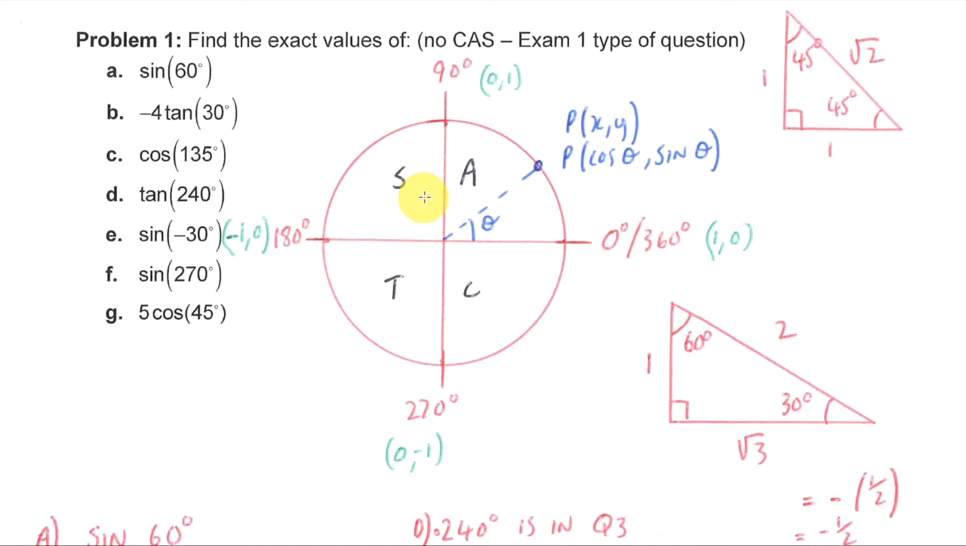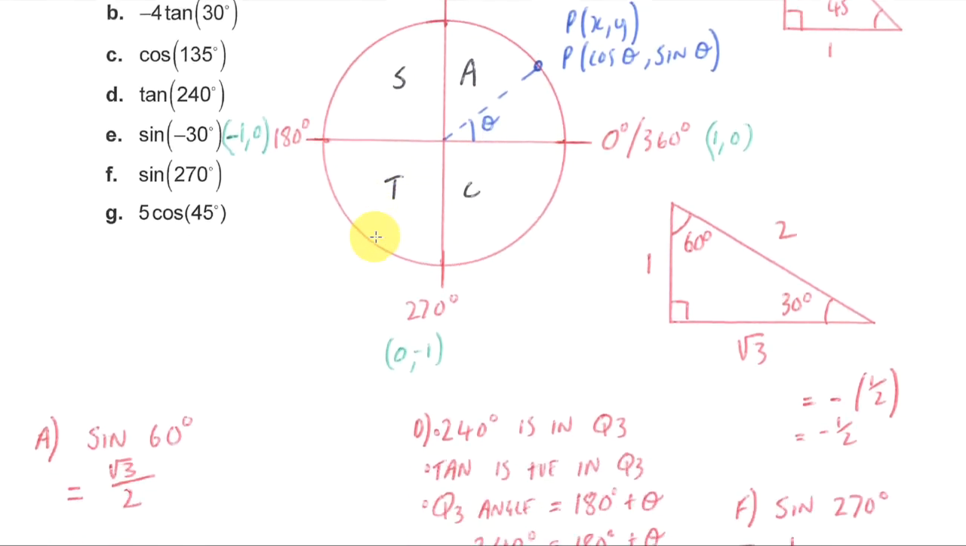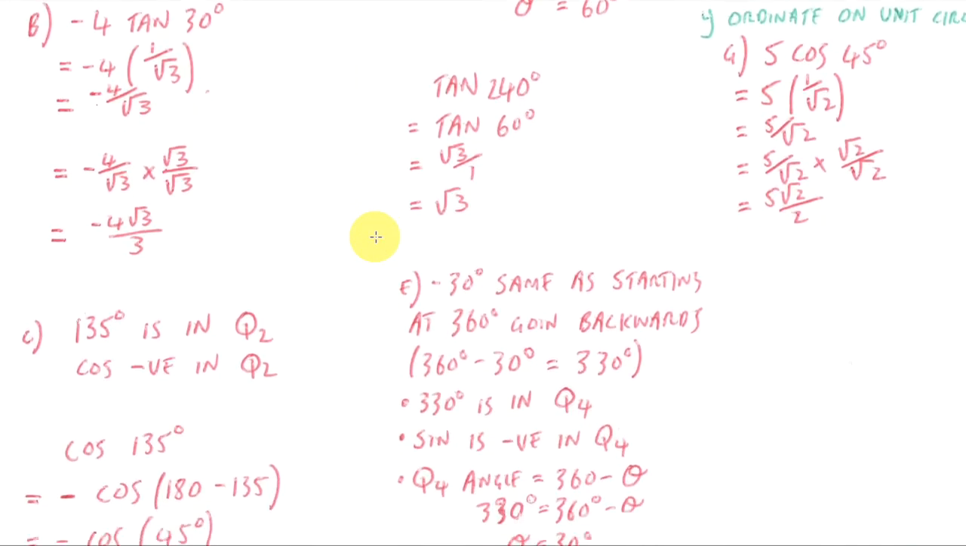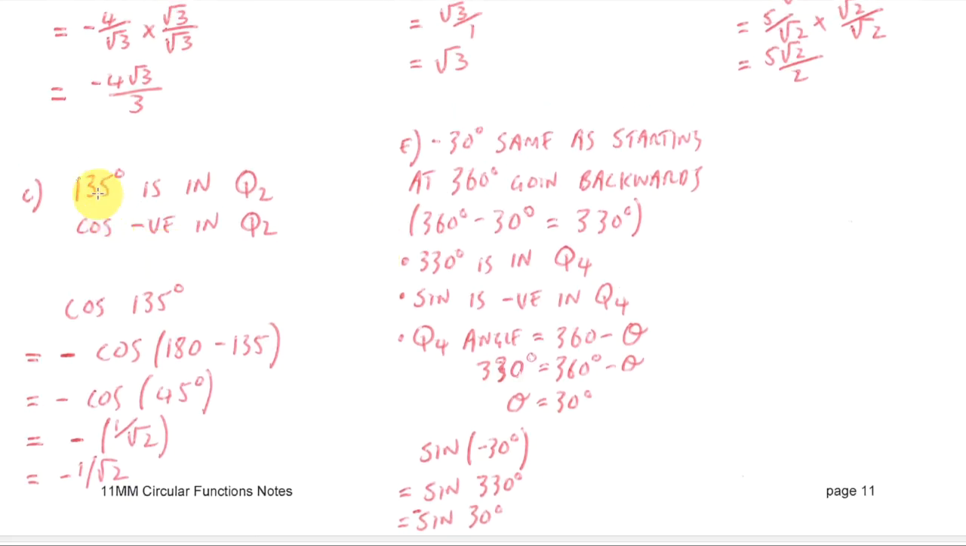Now remember, when I relate it back to the equivalent angle in the first quadrant, I want to go 180 minus whatever that theta is in the first quadrant. So let's make use of one of the rules here. For C, I've established that 135 degrees is in the second quadrant. All Students Take Calculus, so the only thing that is positive in that second quadrant is sine, i.e. cos is negative. Cos of 135 degrees.